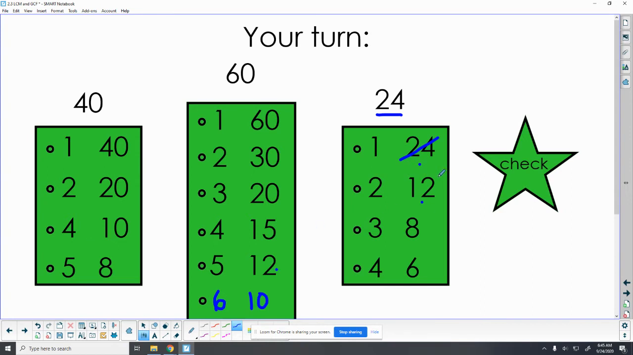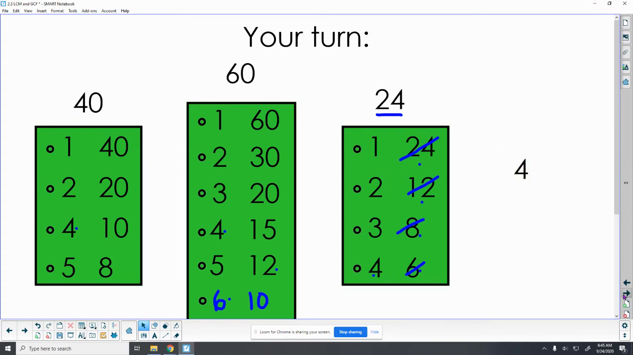Do they each have 12? Oh, no 12 there. Do they each have 8? Oh, no 8. So it's not 8. Do they each have 6? Oh, no 6 there. So now I'm going to go to the next number, which is 4. Here's a 4, 4, 4. So their GCF is 4.